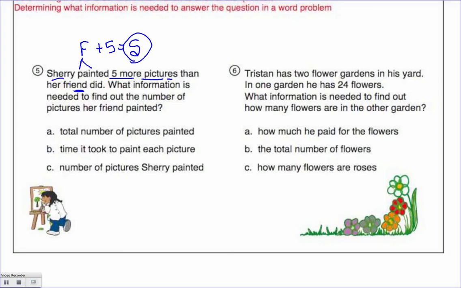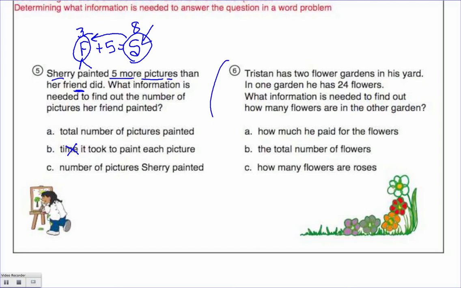Let's see which one of these describes the friend. Total number of pictures painted? Well, that doesn't necessarily give it to us. Time it took to paint each picture? We don't care how long. That has nothing to do with this problem. Number of pictures Sherry painted? Well, if we know the number of paintings that Sherry did, we would know how many her friend did. And I actually explained that kind of backwards when I first said it. But the number of pictures that Sherry did, let's say that Sherry painted 8, well, we know that her friend would do 3 because 3 plus 5 makes 8.